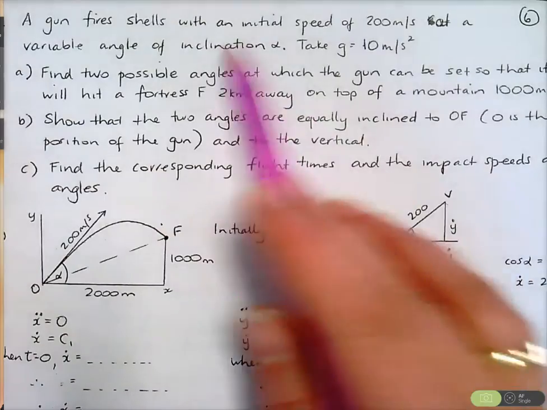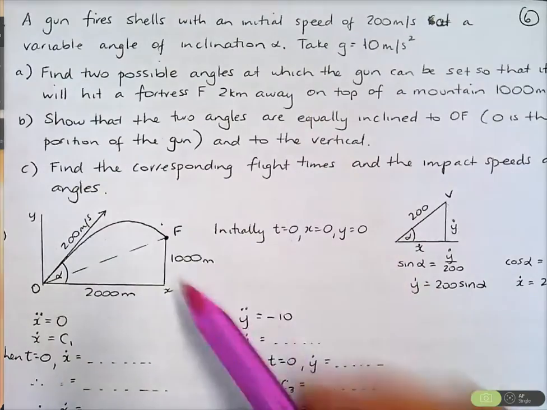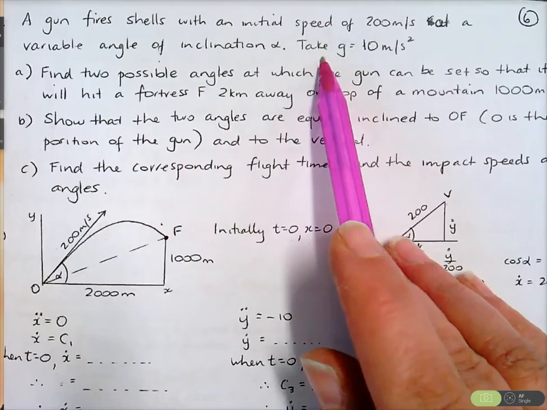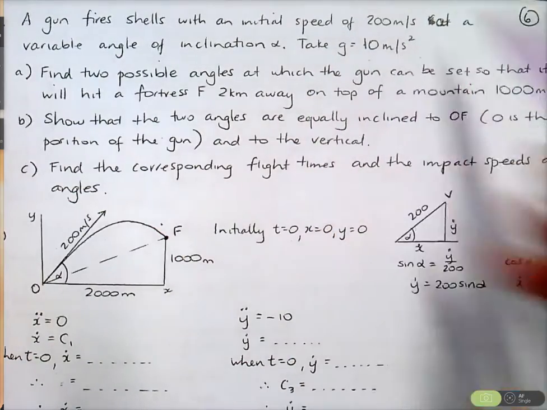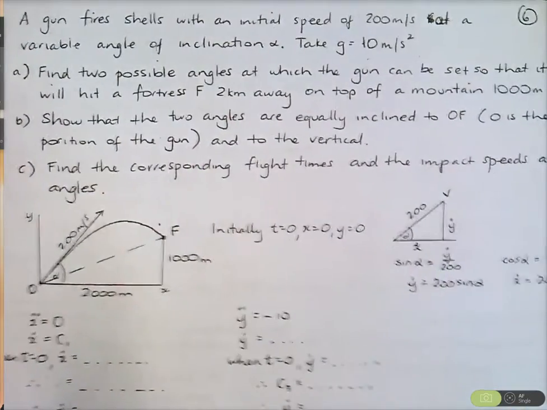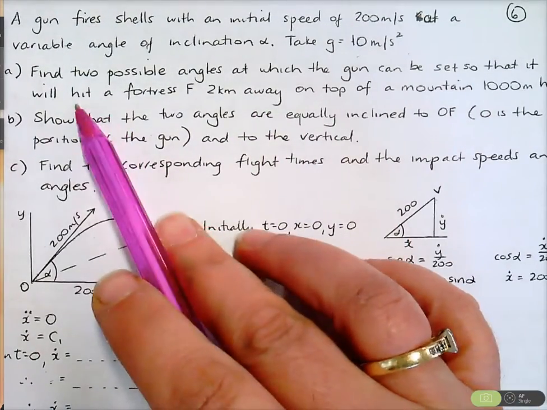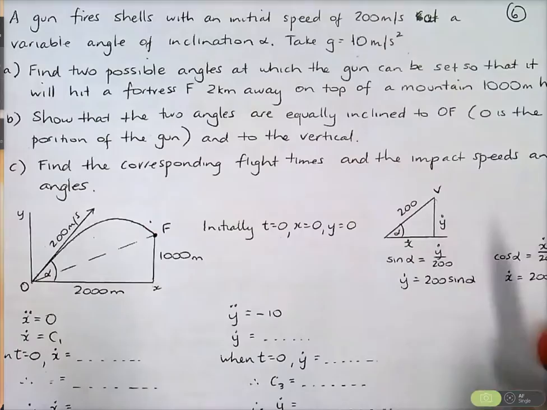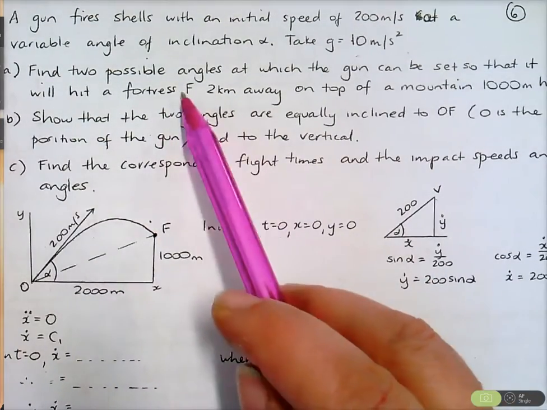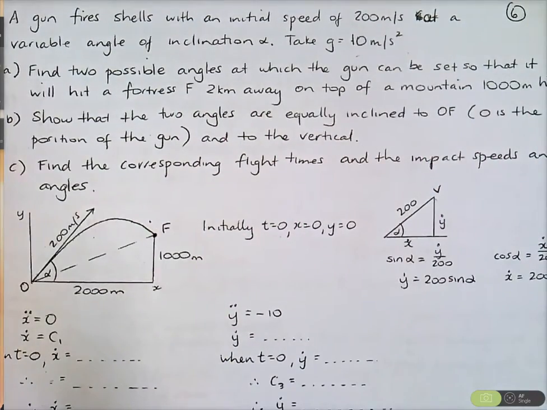A gun fires a shell with initial speed of 200 meters per second at a variable angle of inclination. So we don't know the angle of inclination. Taking g, the acceleration due to gravity, as 10 meters per second squared. Of course, that acts in a downwards direction. It says find 2 possible angles at which the gun can be set so that it will hit a fortress F 2 kilometers away on top of a mountain that is 1,000 meters high.